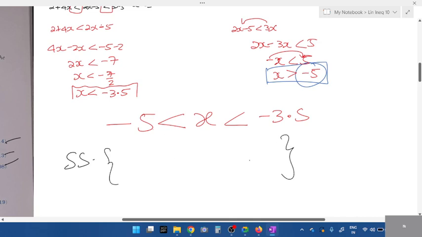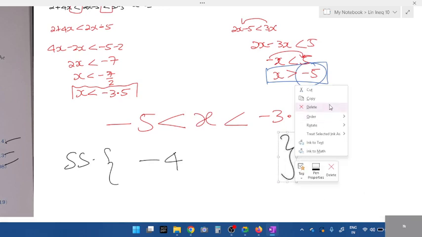Tell me all the numbers lying between minus 5, students. What is the number? Minus 4. Should I write even minus 3 here? All of you will respond. What are the values? No values. Only minus 4 is the answer. This is the solution set: minus 4.